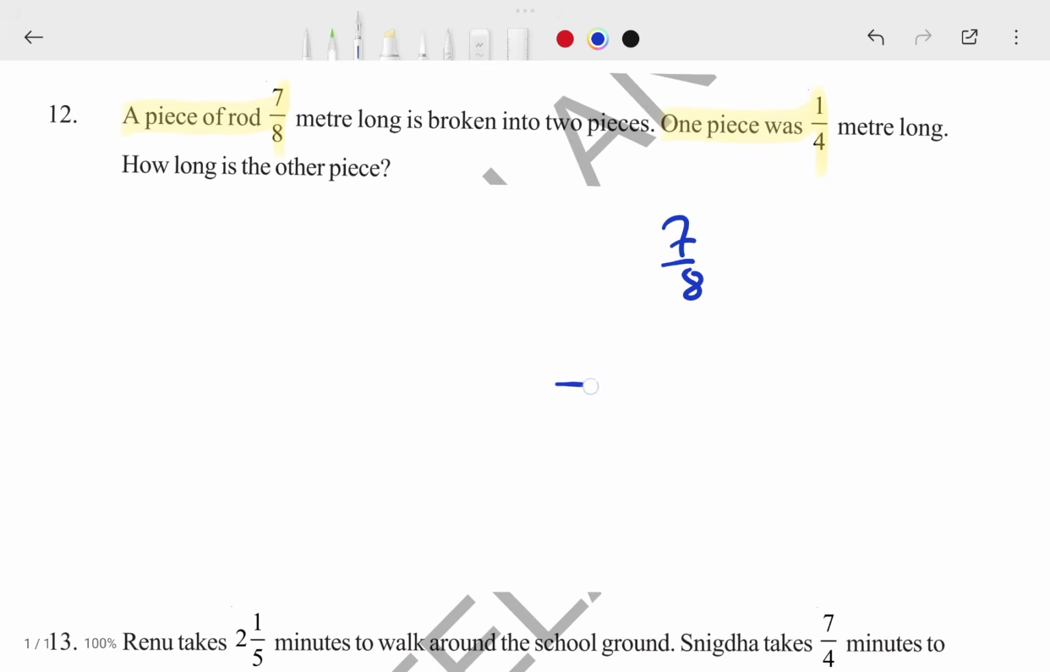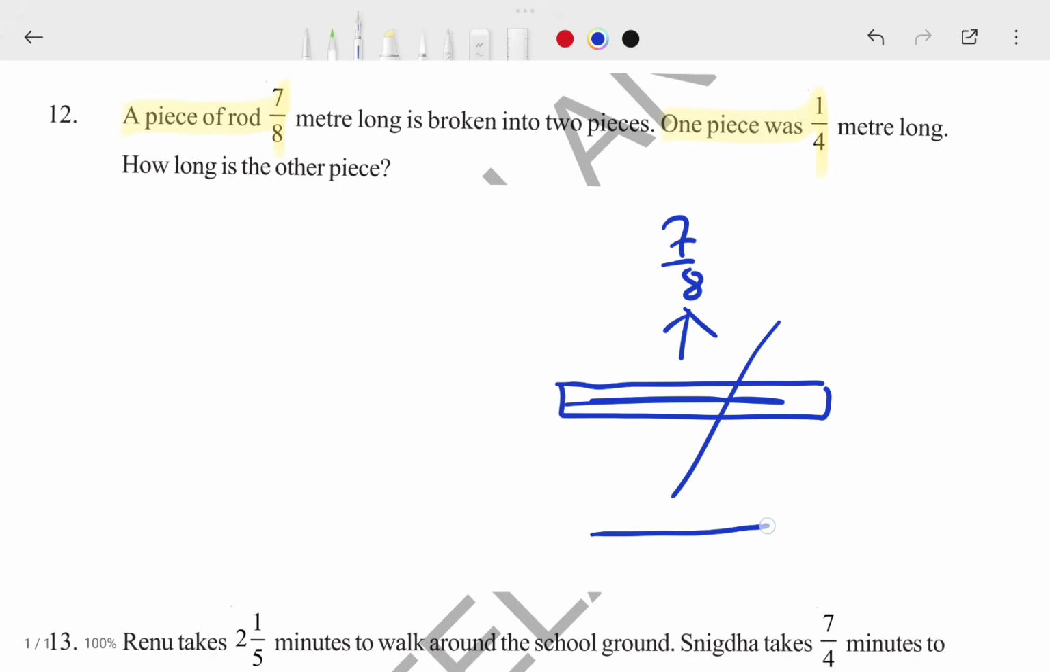Let's suppose this is one rod and its total length is 7 by 8. It is broken into 2 pieces. Let's suppose this rod is broken in 2 pieces, so it becomes like that. One piece is this much and one piece is here. We have a 1 meter long rod which is totally 7 by 8, and this rod is broken into 2 parts. One part is here, one part is here.